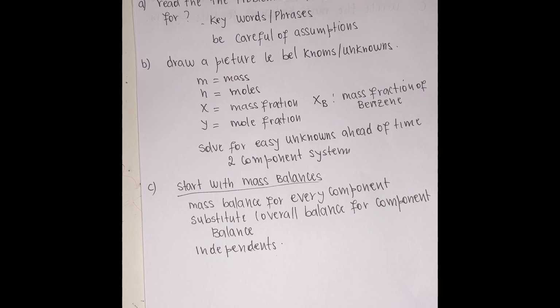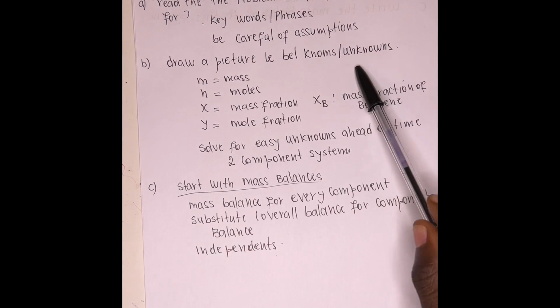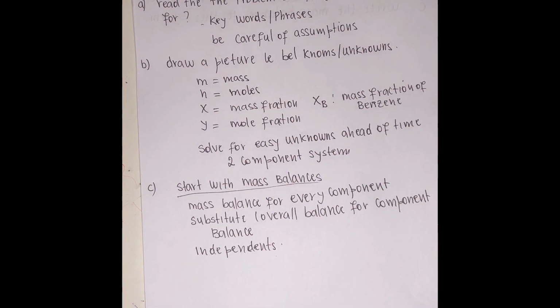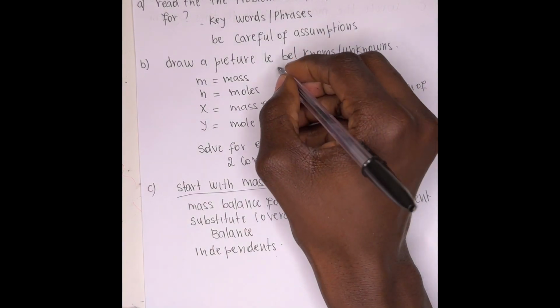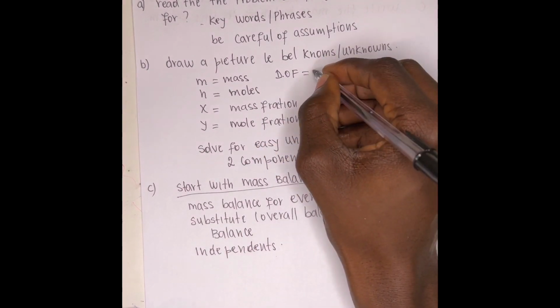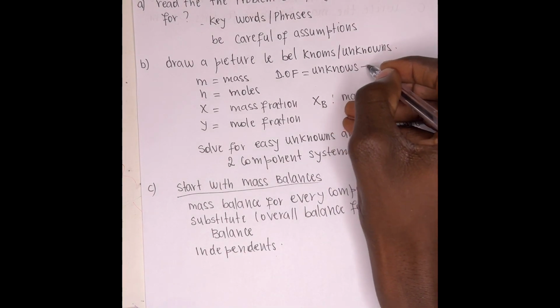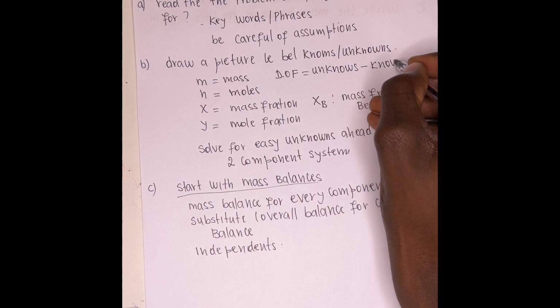The second one is to draw a picture to build the known and the unknown. The reason I'm saying this is that it's going to help you if the question says find the degree of freedom. The degree of freedom is basically about the known and the unknown. By definition, if they ask you what is the degree of freedom, it means the unknowns minus the knowns.